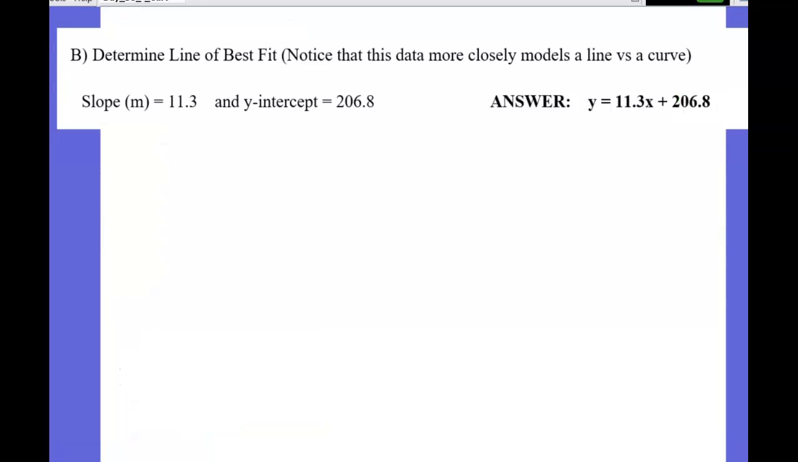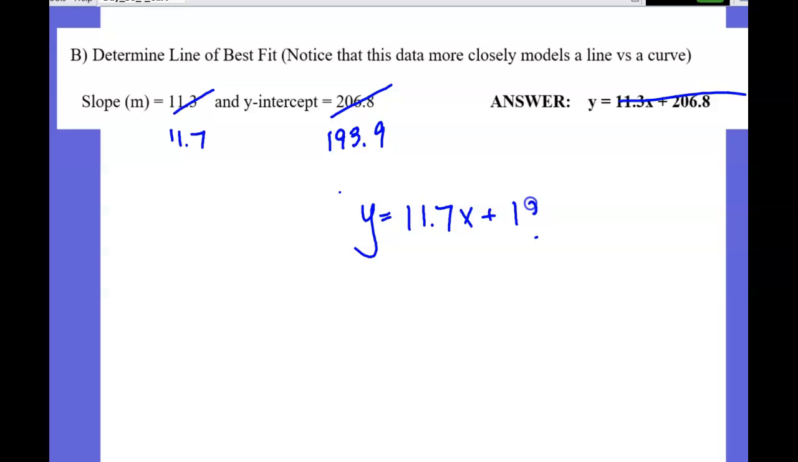So when you write the equation of your line, this is 11.7 and this one is 193.9. So this is going to be y is equal to 11.7x plus 193.9. That's how you do it.